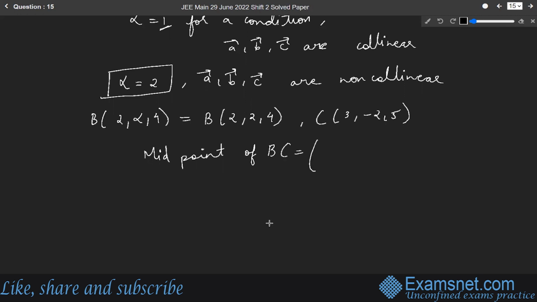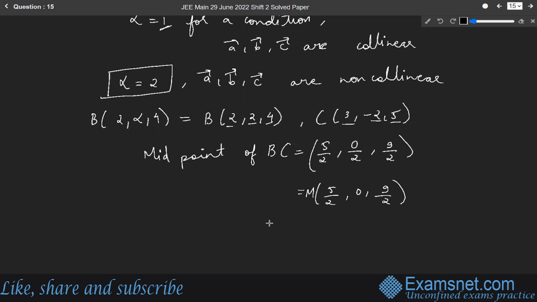The midpoint of BC will be equal to (3 plus 2) by 2, so 5 by 2. Then (-2 plus 2) by 2, and -2 plus 2 is 0, so 0 by 2. Then (5 plus 4) by 2, and 5 plus 4 is 9, so 9 by 2. So the midpoint is 5 by 2, 0, 9 by 2. The formula for the midpoint is just (x1 plus x2) upon 2, then (y1 plus y2) upon 2, then (z1 plus z2) upon 2. So this is the midpoint of BC. It means that these are the coordinates of point M.